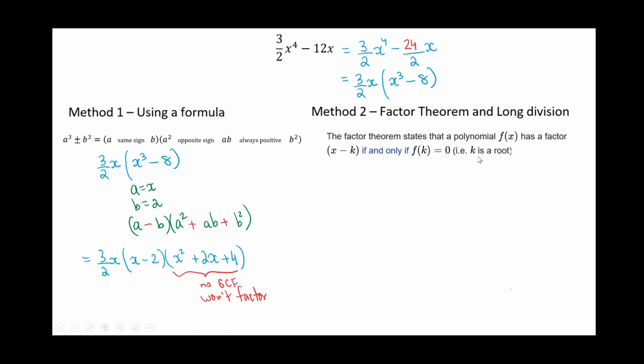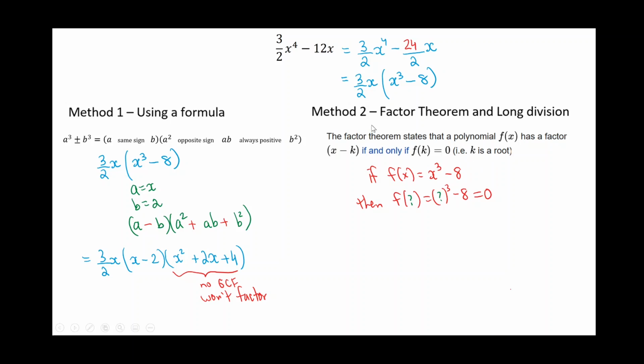So factor theorem. The factor theorem states that a polynomial f at x has a factor x minus k if and only if you put the k value into the polynomial, we would get a 0. In other words, k is the root.